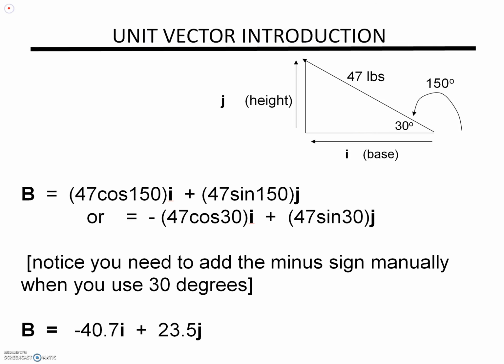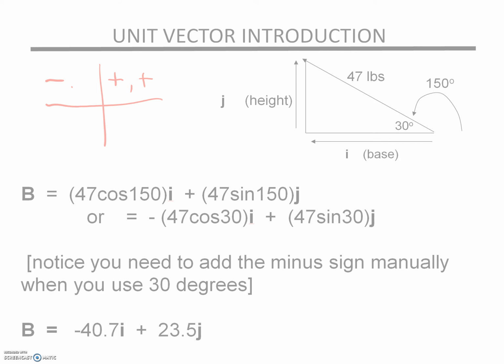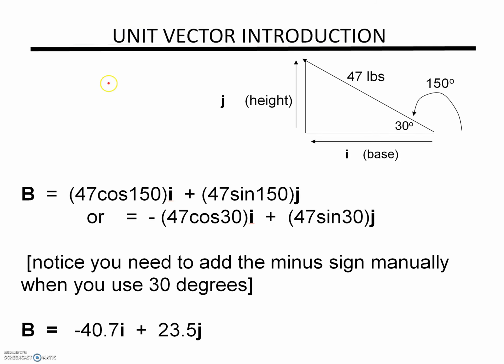So I have this image drawn at another place, but in the first quadrant, both x and y are positive. In the second quadrant, x is negative, y is positive. Let me try that again here. So in the first quadrant, x is positive, y is positive. In the second quadrant, x is negative, y is positive. In the third quadrant, they're both negative. And in the fourth quadrant, x is positive and y is negative.